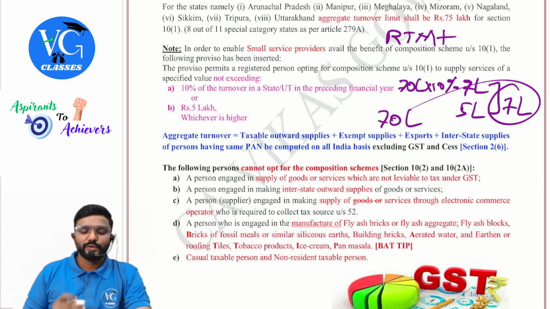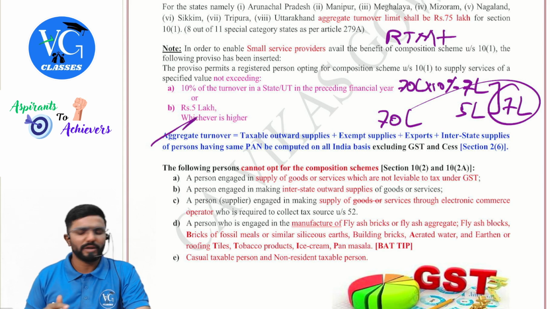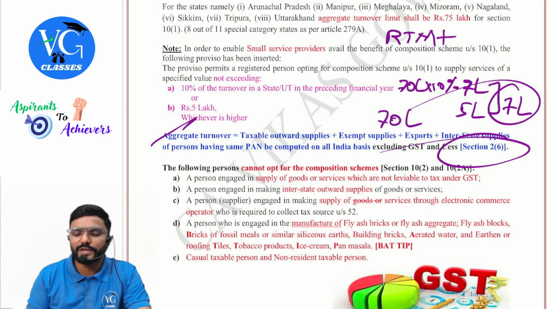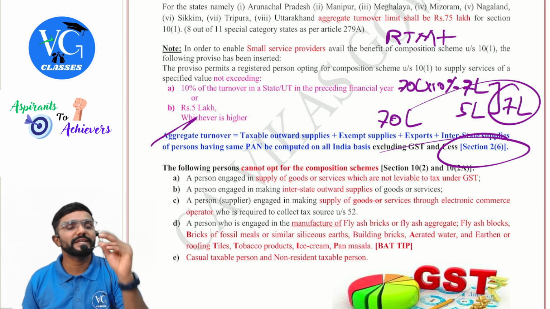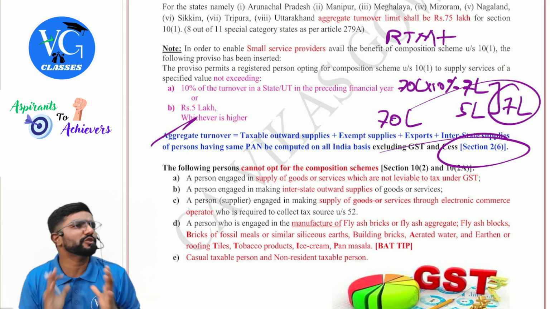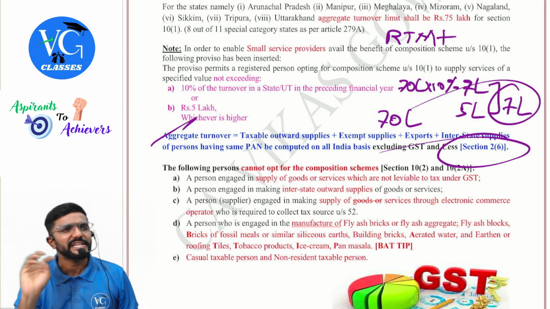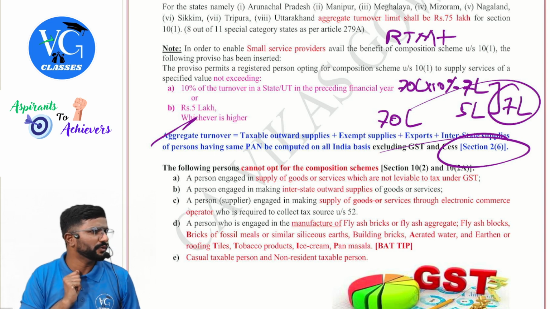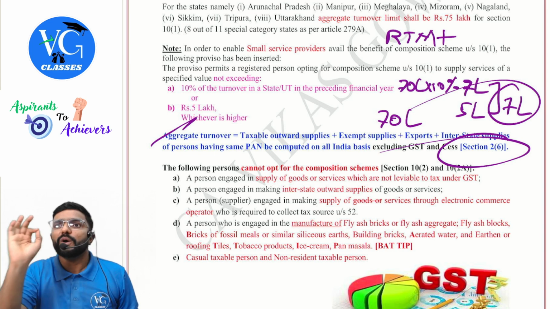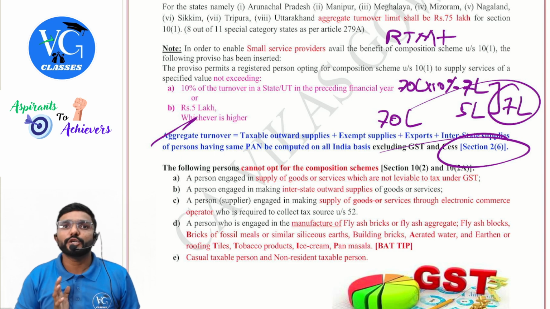Yes. So they told aggregate turnover. Where is it defined? Section 2, clause 6. Aggregate turnover. And this definition is for the entire act, not only for composition scheme. Clear? Because for composition scheme, there are some alterations as per Explanation 1 and Explanation 2. We will see it later. What is aggregate turnover for the entire act?